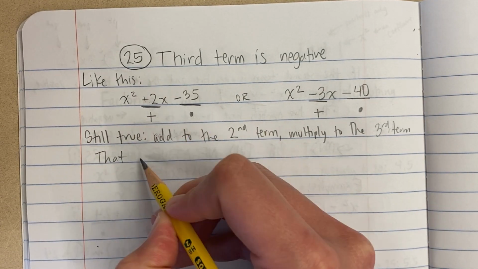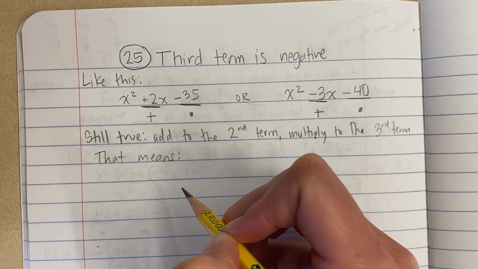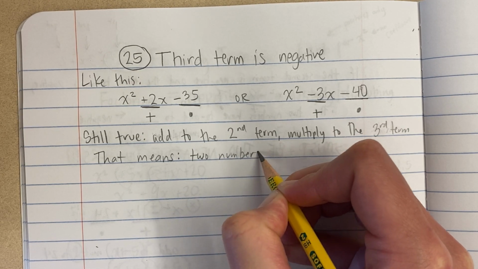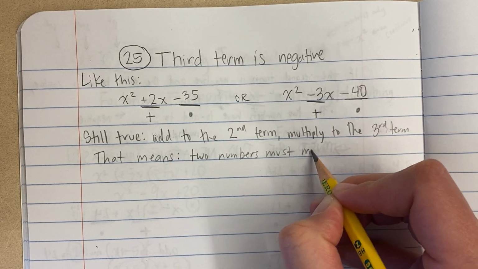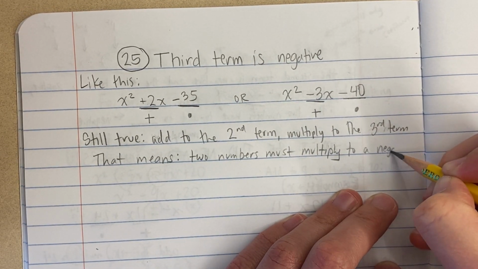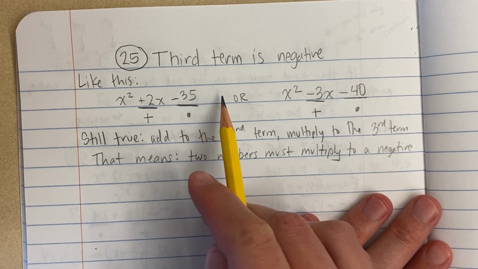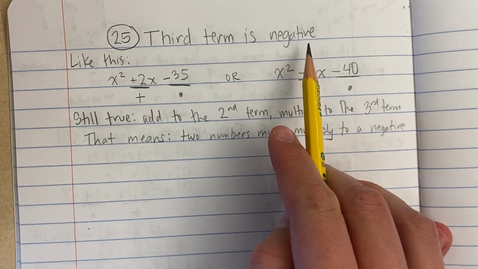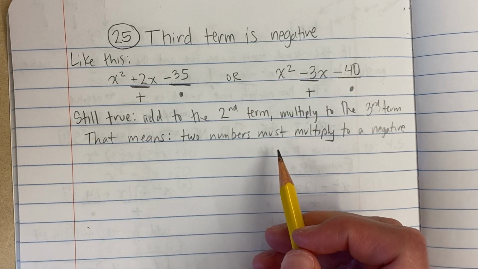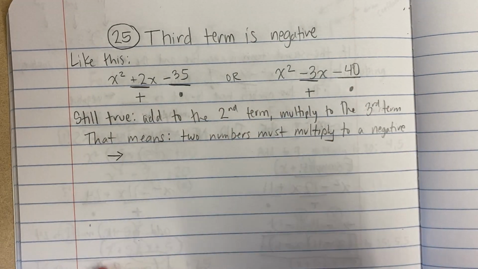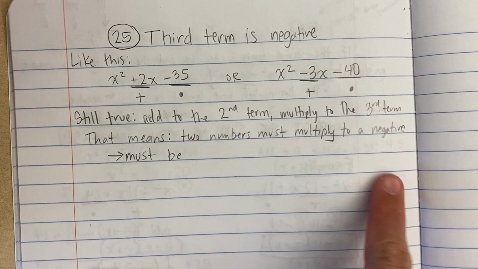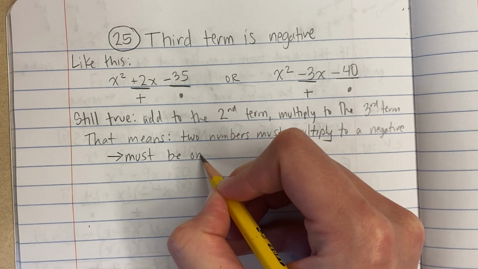That means that when I'm looking for my two numbers right now, the two numbers must multiply to a negative. Okay, so this is the first time we're seeing this, right? Everything that I show you on this page has a third term that is negative. And since I'm always looking for two numbers that multiply to the third term, then I'm looking now for two numbers that multiply to a negative. What kind of numbers multiply to a negative? The only way that we get a negative number when we multiply is if we have one negative and one positive.